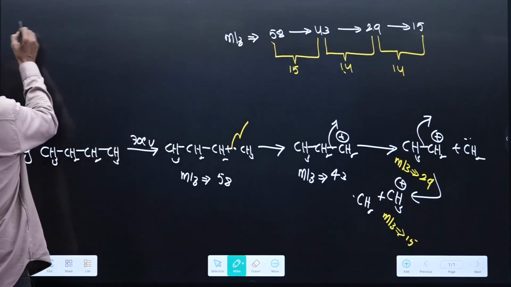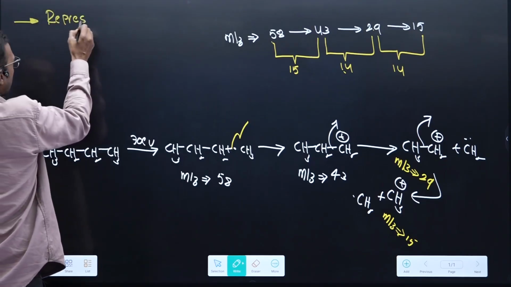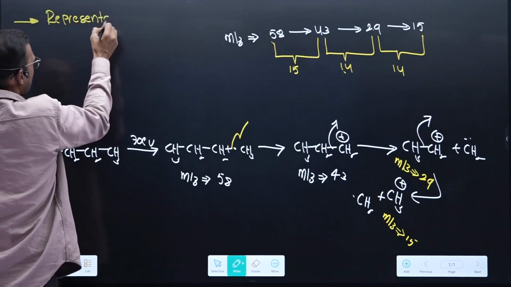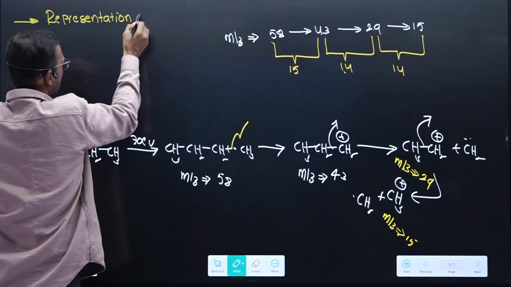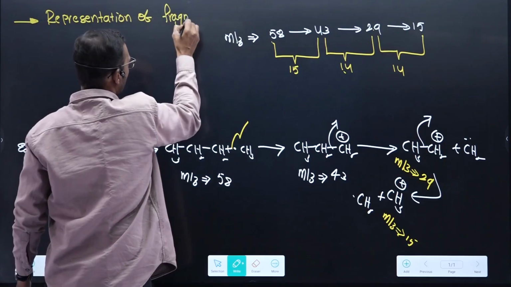So this is the representation, how to represent a fragment ion. Representation of fragment ion.